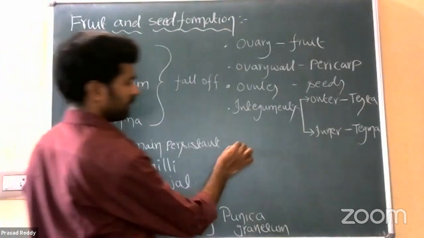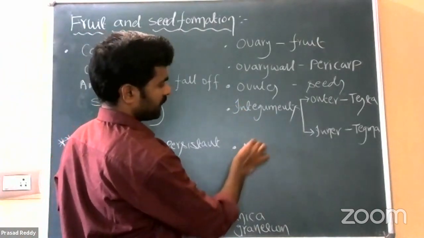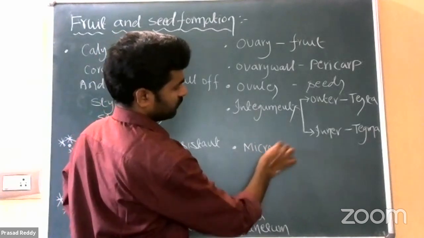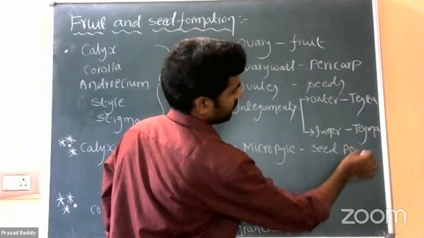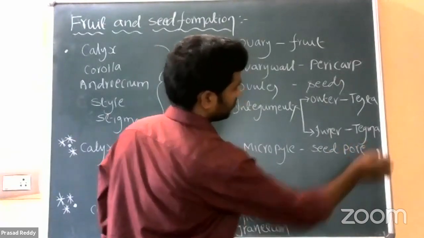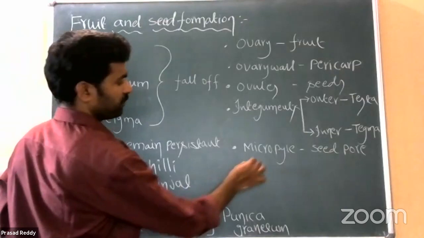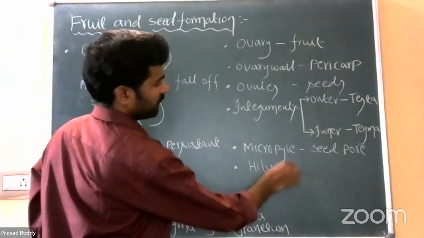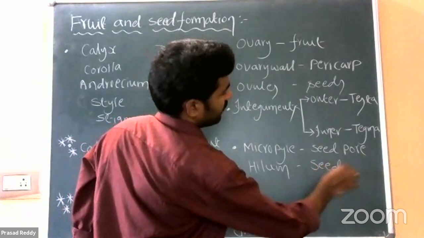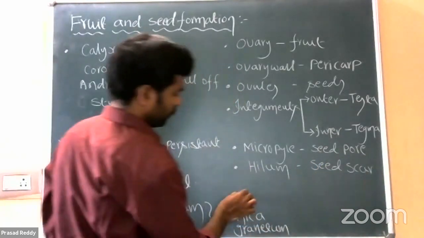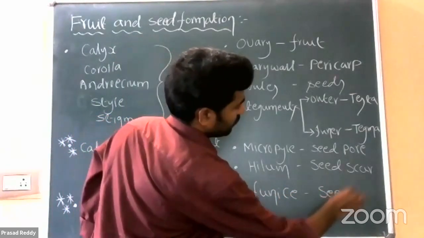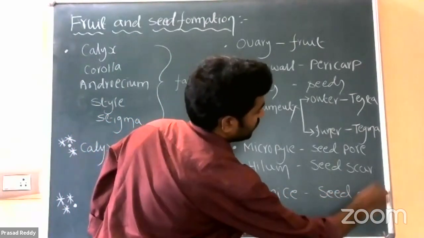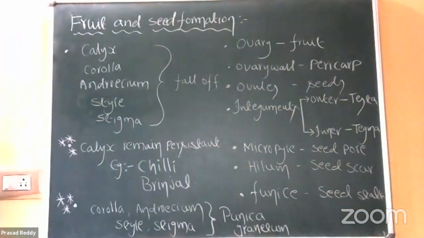Then come to micropyle again. Micropyle develops into seed pore. Then hilum develops into seed scar. Then funicle develops into seed stalk. So funicle develops into seed stalk. Right.